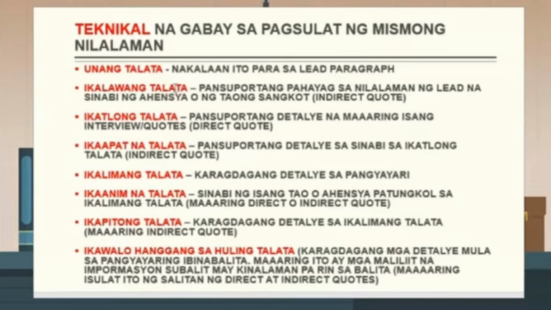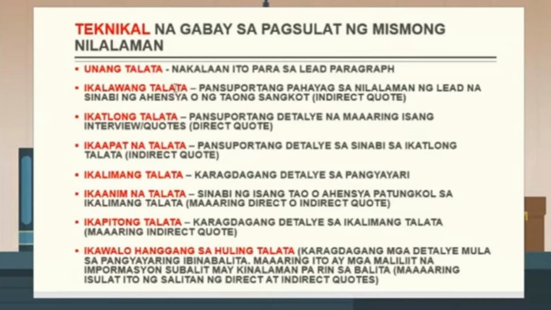You are going to let that person now talk. Direct quote. Ikaapat na talata, or fourth paragraph, supporting details to what was said in the third paragraph, indirect quote. So you get additional information about the direct quote. It should be an indirect quote. By the way, it's a no-no to put two direct quotes together. So that should be direct, indirect, direct, indirect, alternately.